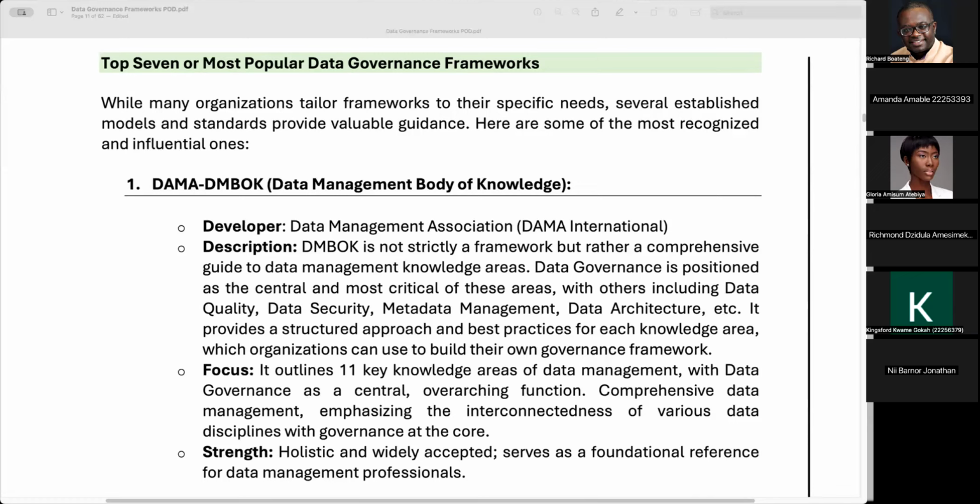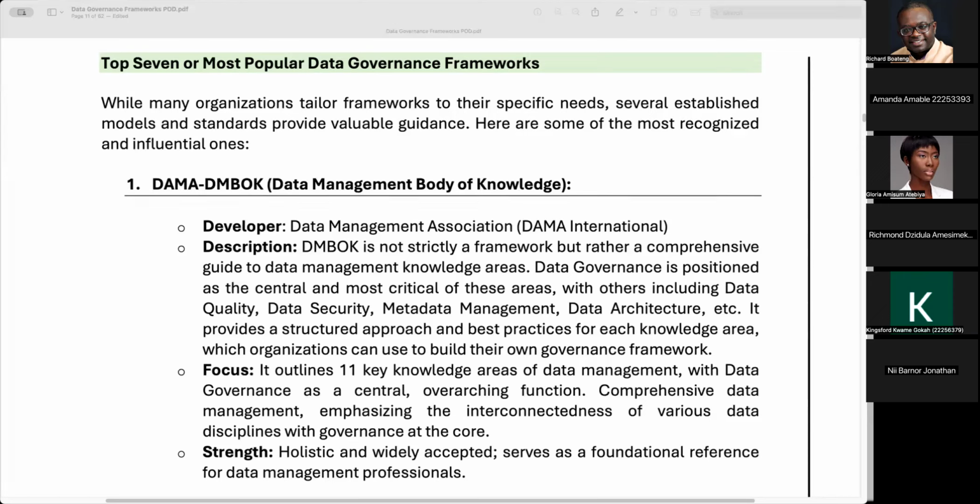First up, DAMA DMBOK, the Data Management Body of Knowledge. Developed by DAMA International, this is arguably the most comprehensive guide out there for the entire field of data management. It positions data governance as the central coordinating function that integrates all the other data management knowledge areas, things like data quality, security, architecture, metadata, modeling, etc.